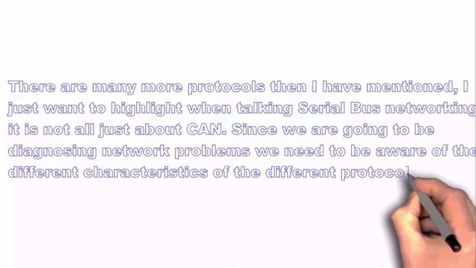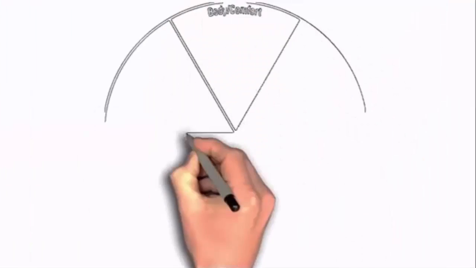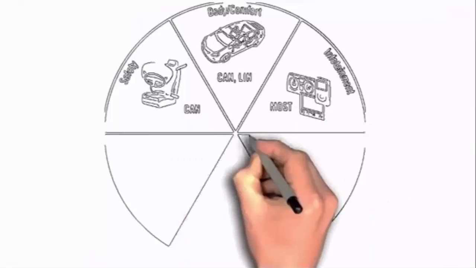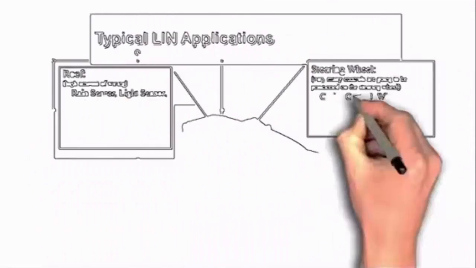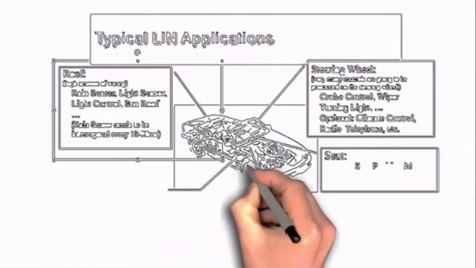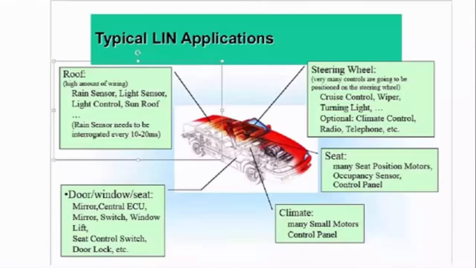Now I want to focus you on the four most common protocols we see in our modern cars today, two of which we have already mentioned, being CAN and FlexRay. The other two are MOST, M-O-S-T, and LIN, L-I-N. These all need to be looked at again as we conclude our presentation on the different protocols. One being LIN, Local Interconnect Network, a very low-cost in-vehicle sub-network.